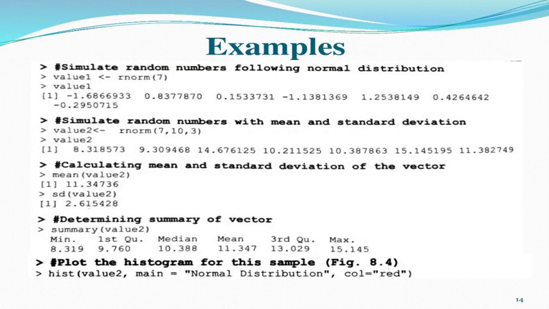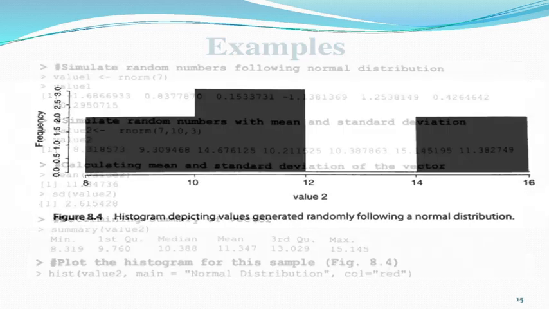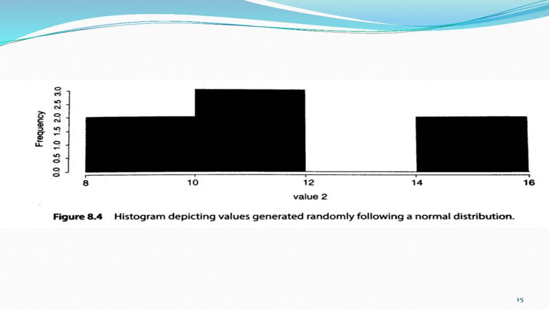This slide shows some examples of the rnorm function. The first command generates any 7 random numbers following a normal distribution. The second command generates 7 random numbers with a mean of 10 and a standard deviation of 3 following normal distribution. The last command plots a histogram in red color.